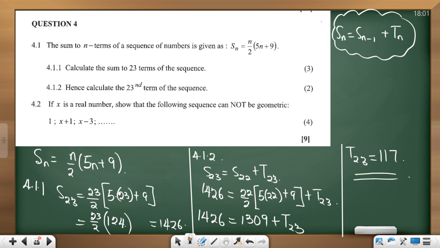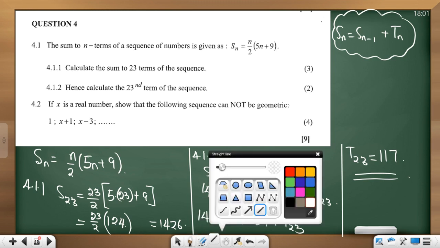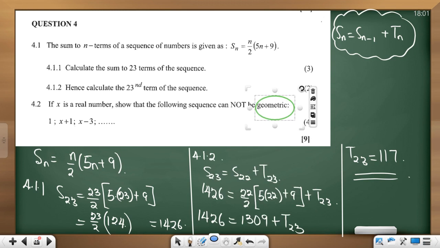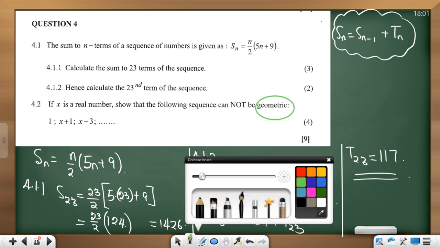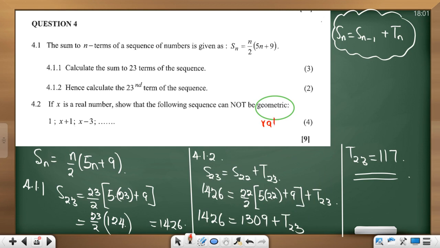4.2. If x is a real number, show that that cannot be a geometric. You know the key word here, guys? The key word here is the fact that they have used geometric. Once you see geometric, start thinking on the ratio side. So let's find the ratio. And how do you find ratio? T2 over T1. That should be equal to T3 over T2.